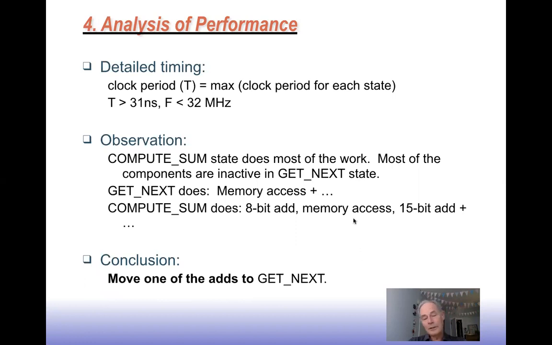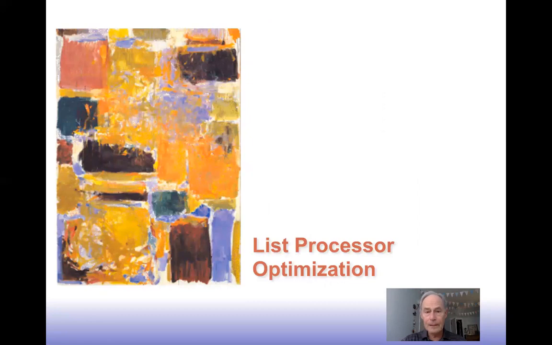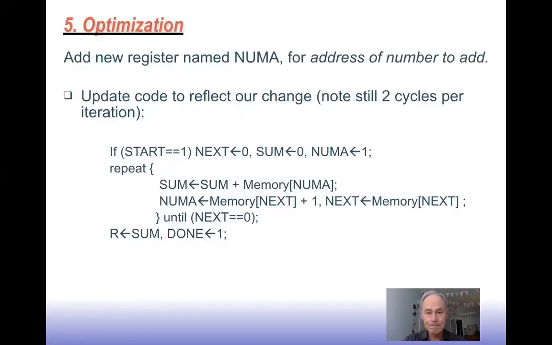So you can see where we'd like to go with this. If we want to do some optimization, we're going to find some way to balance the work between those two states. So one thing we could do, since we have two adds in one and no add in the other, is think about moving one of the adds into get next. Okay, so that's the strategy we're going to take for our first optimization. If we do that, we'll need less time for the compute sum state, and we should be able to raise the clock frequency. Okay, so we're going to get into some optimizations now.